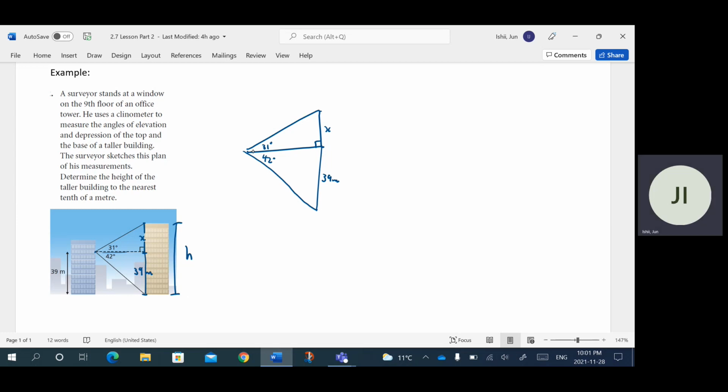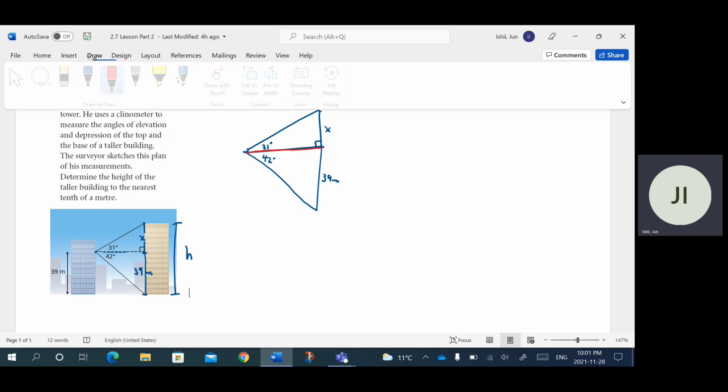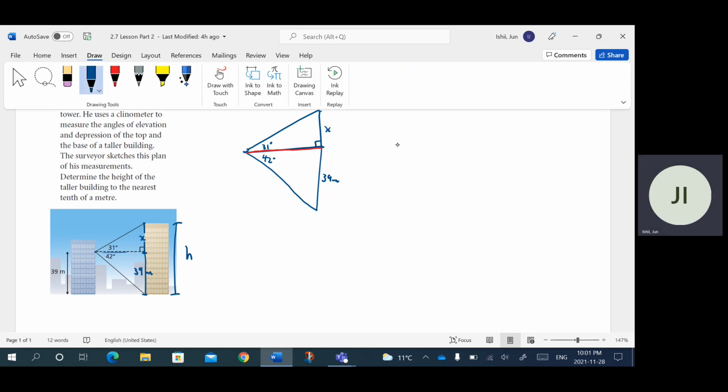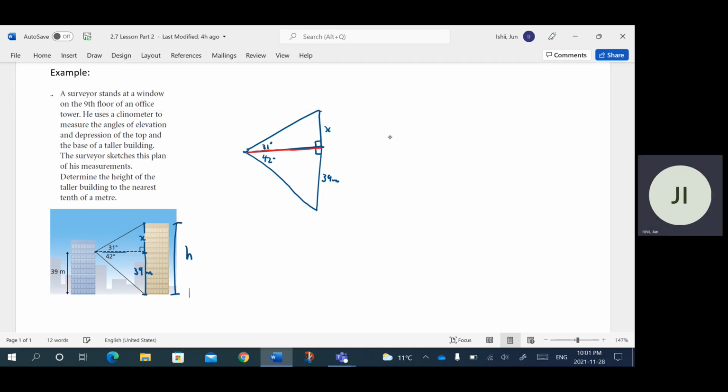Just like in the previous lesson, what we want to do first is find the shared side, which in this diagram is right here. So if I isolate the lower triangle, and this again is 90 degrees, I'll redraw this. This is 39 meters, 42 degrees, and I'll call the shared side y. We want to find out the shared side.